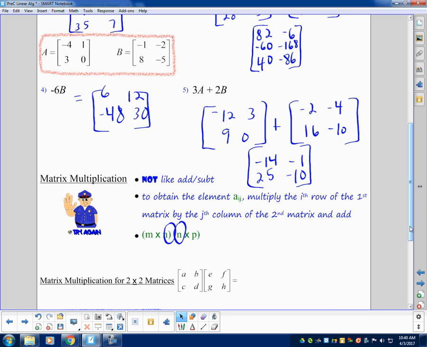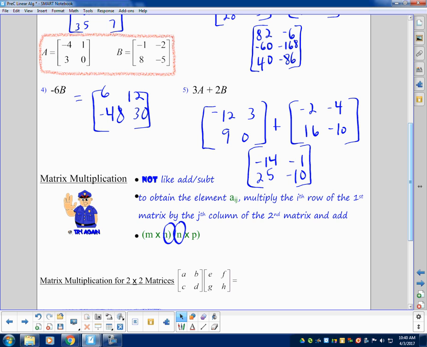The other thing that must be true is that the column of the first matrix and the row of the second matrix, when you're multiplying, must match. Unfortunately, matrix multiplication is not commutative. So order does matter, as opposed to multiplying real numbers: 5 times 3 is 15, 3 times 5 is 15, we're all good. Not the case with matrix multiplication.